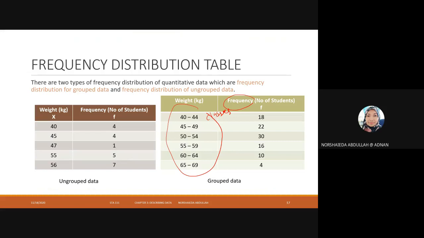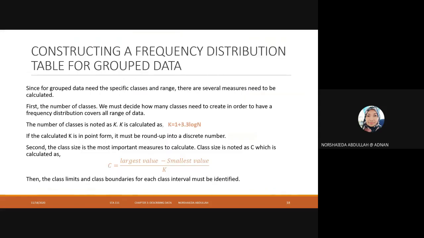So to present the data in group frequency distribution, we need to identify or determine how many classes we need. Okay, how many classes and how large is the class size, right? So this is the method how to construct the frequency distribution for group data.